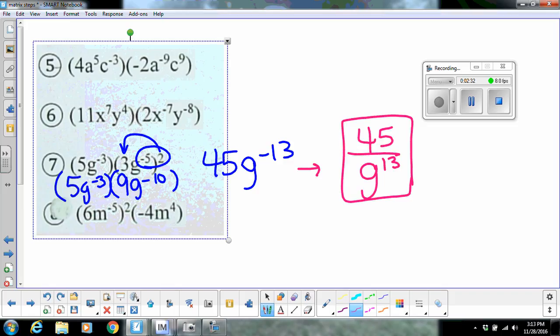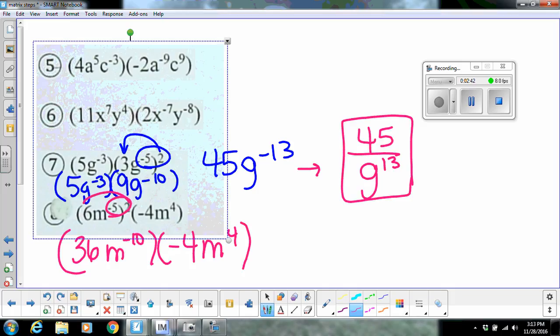Same thing down here with number 8. I'm going to start here. So I'm going to square 6, making that 36, m to the negative 10. And multiply that times negative 4, m to the 4th, which puts us at 36 times negative 4. If you've got to do that math, you can. Or you can do 30 times negative 4, which is going to be negative 120.